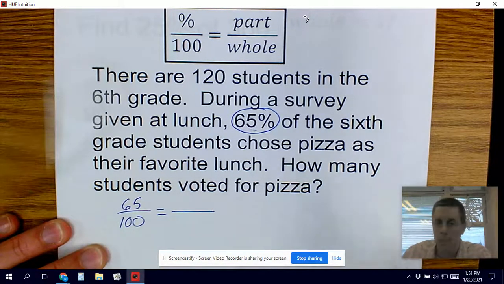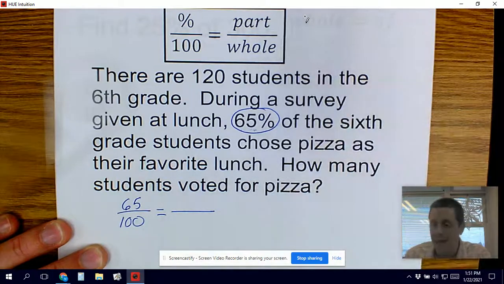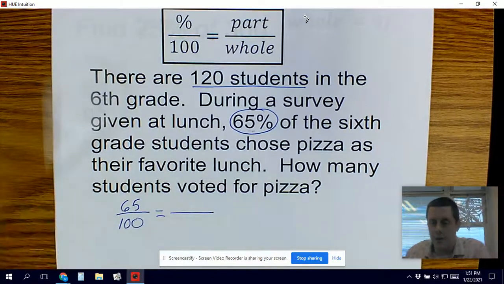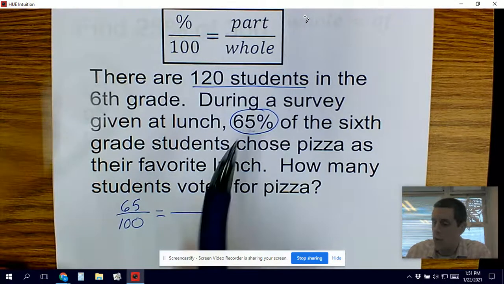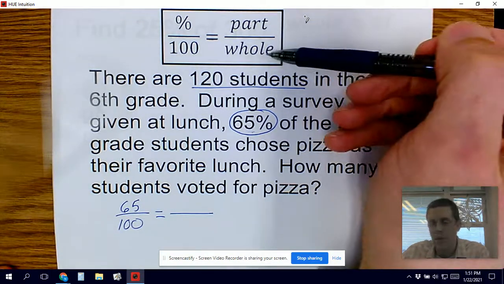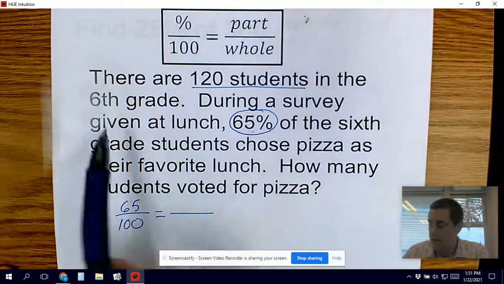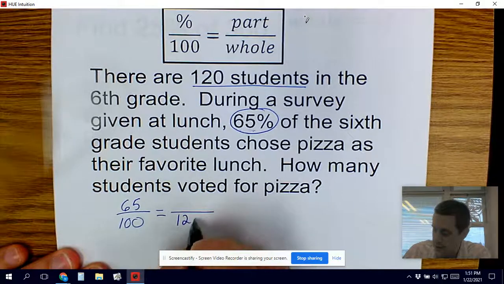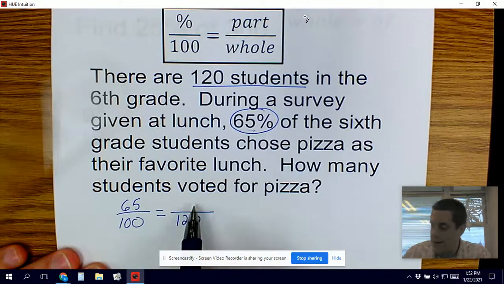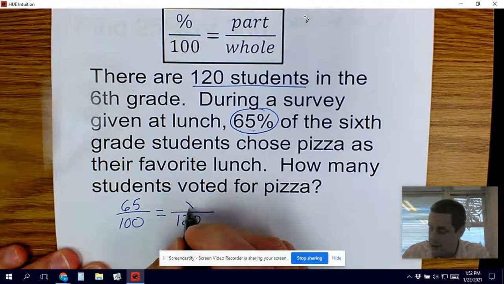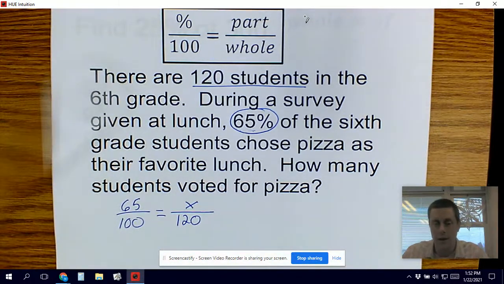Now, setting up the rest of my proportion, we have the part over the whole. The other value I see in this problem, there are 120 students in the 6th grade. So you need to ask yourself, the 120 students in this problem, does that represent part of the 6th grade, or does that represent the whole 6th grade? Well, there are 120 students in the 6th grade. That is the entire grade. So 120 is the whole. The part is the unknown. Look at the question. How many students voted for pizza? So we are essentially trying to calculate the part of the grade that voted for pizza as their favorite lunch.